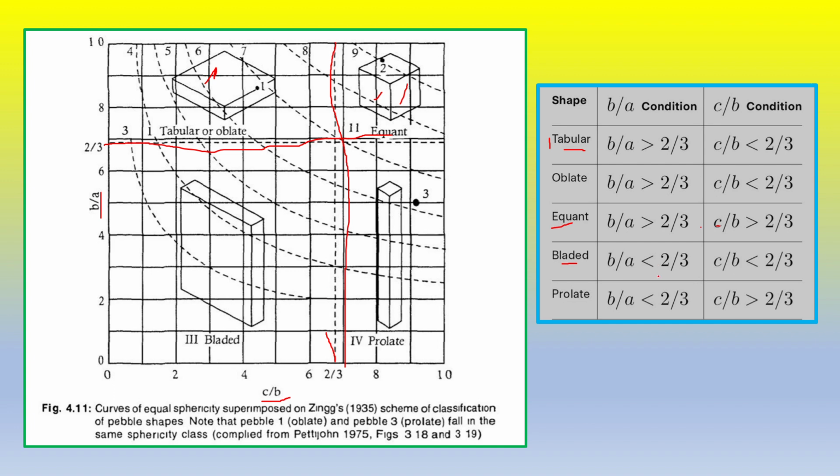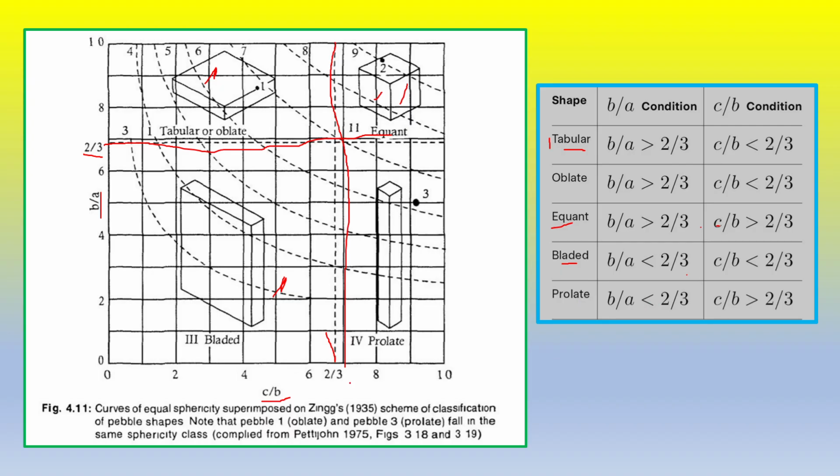Next is the case of bladed. Bladed, b by a less than 2 by 3. This is the bladed, so b by a less than 2 by 3. Here the 2 by 3, b by a less than 2 by 3 and c by b also less. Both are less in the case of bladed.